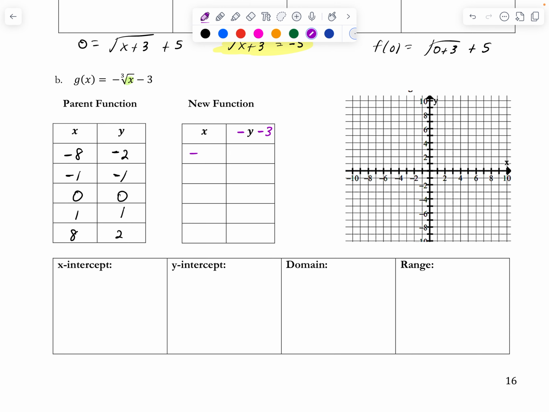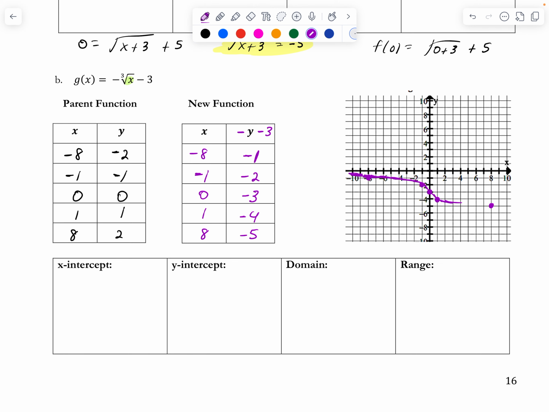So my new points are going to be the same x values, but the opposite of negative 2 is 2, minus 3 is negative 1. The opposite of negative 1 is 1, minus 3 is negative 2. This one's negative 3, negative 4, and negative 5. Okay, so plotting these points. It's going to look a little different than the original because of that reflection.